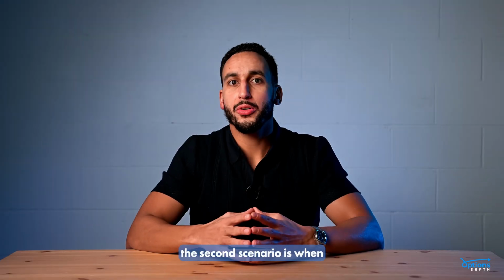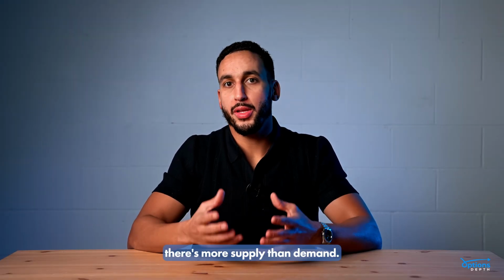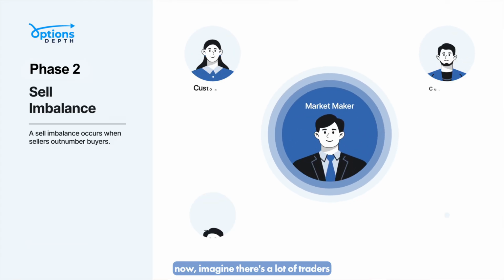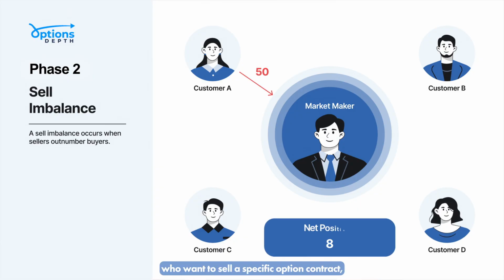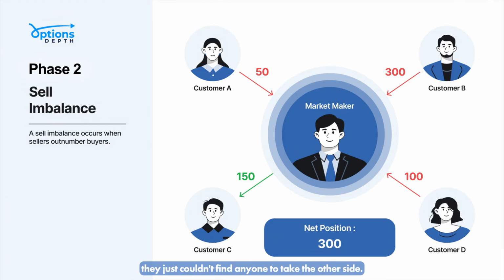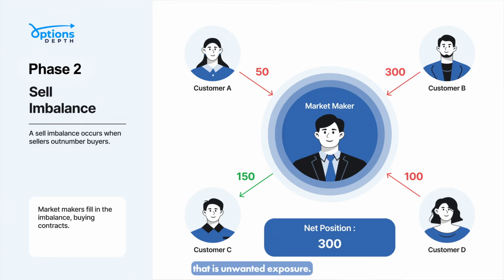The second scenario is when there's more supply than demand. Now, imagine there's a lot of traders who want to sell a specific option contract, but there's not enough buyers. The market maker keeps buying, but they're now stuck holding long positions. They didn't plan to hold them, they just couldn't find anyone to take the other side. That is unwanted exposure.